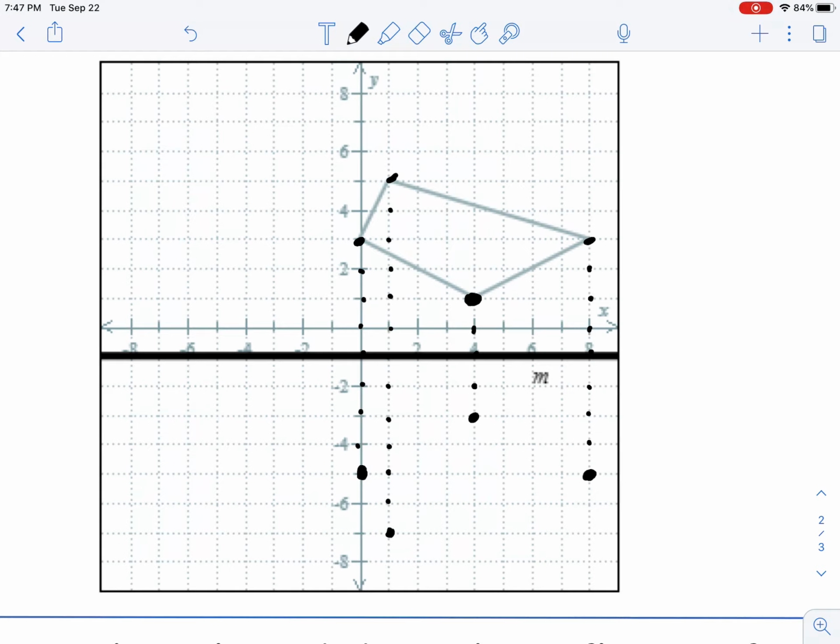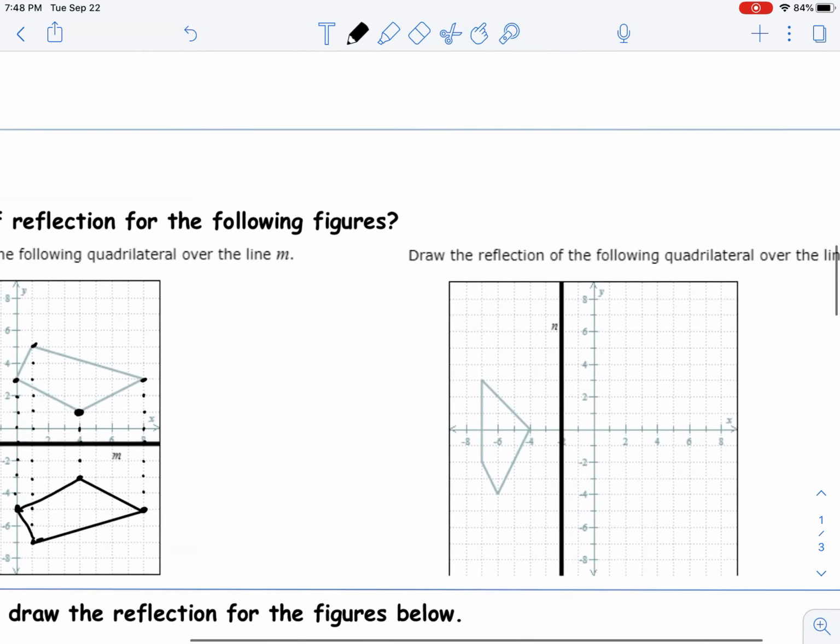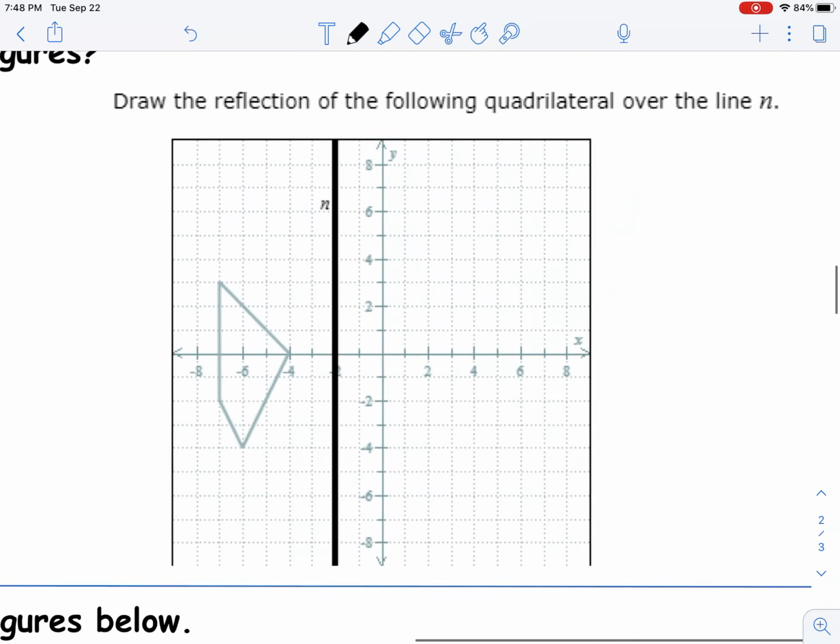Now, it's probably not a good idea to draw all those dots on your paper. I just tap my pen and it makes a pretty big dot. But if I connect my big dots where I ended, it'll look something like that. Okay, next one.